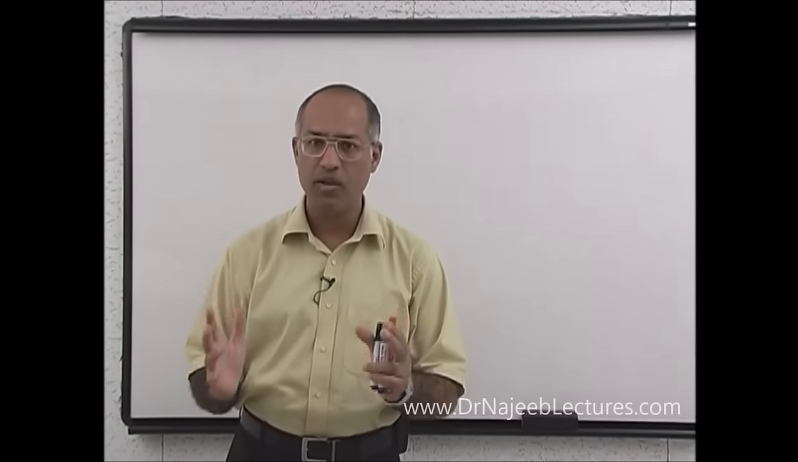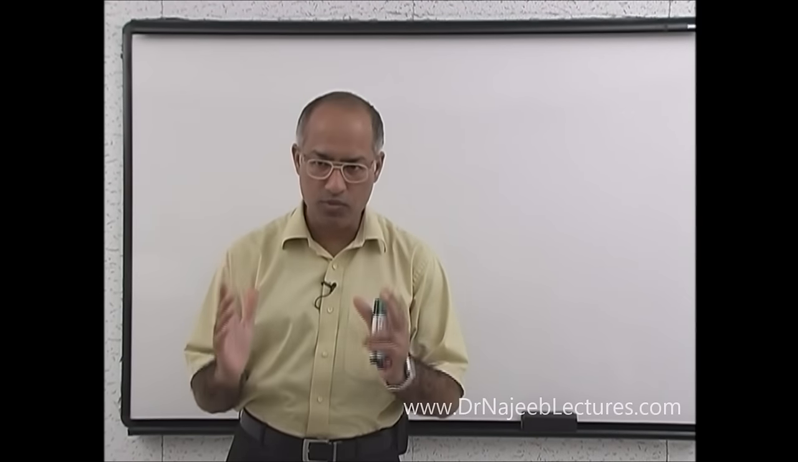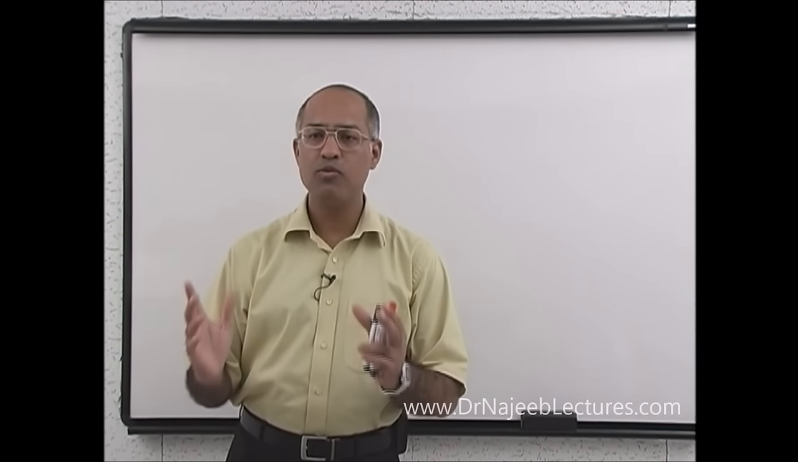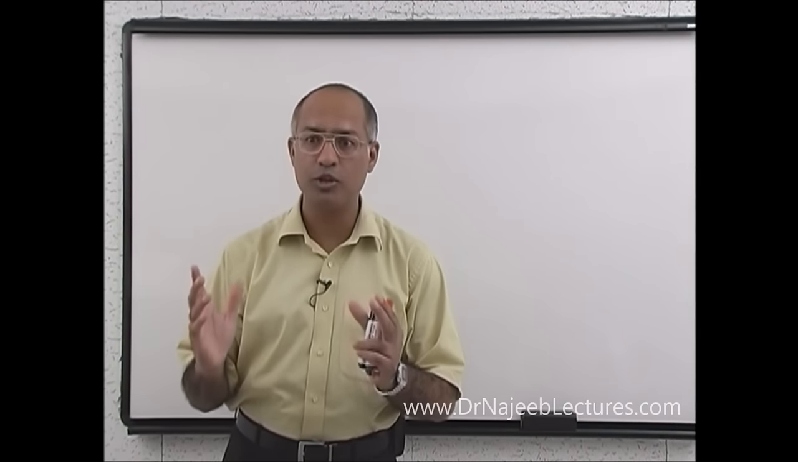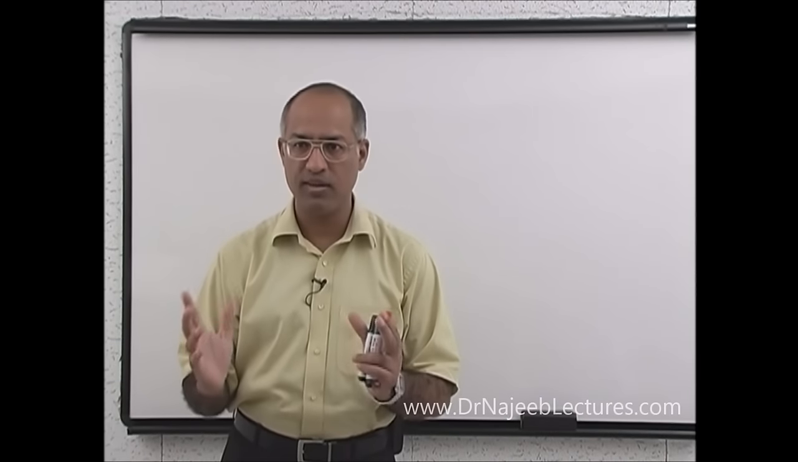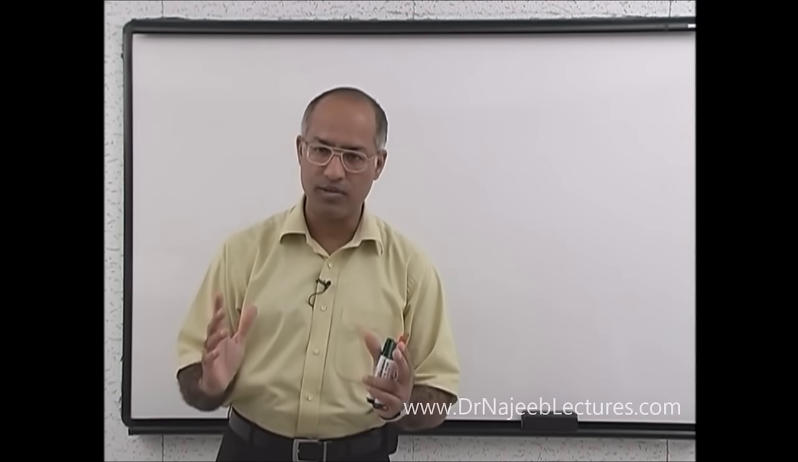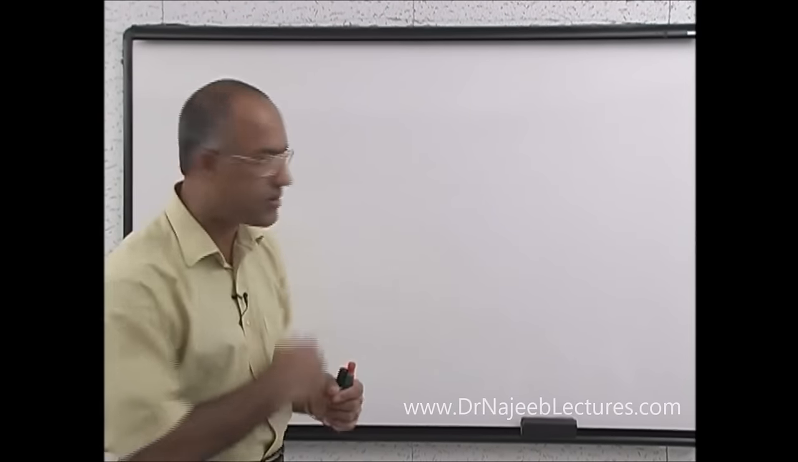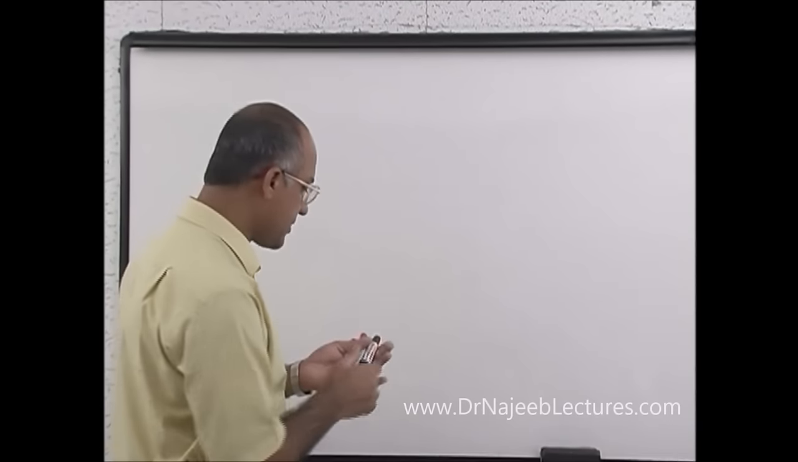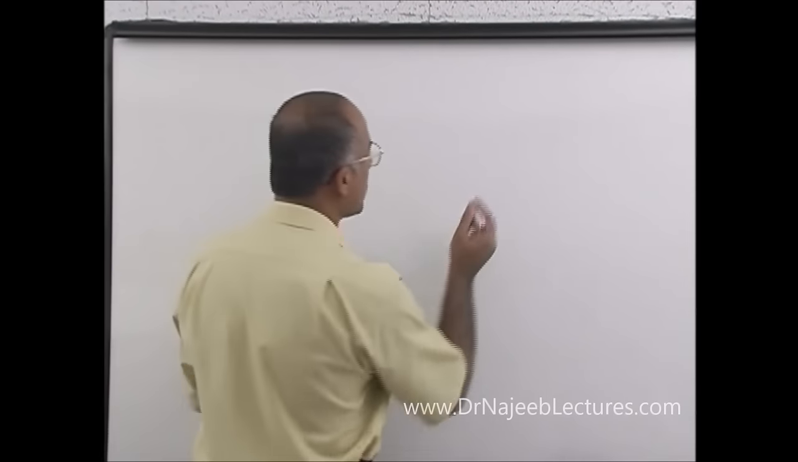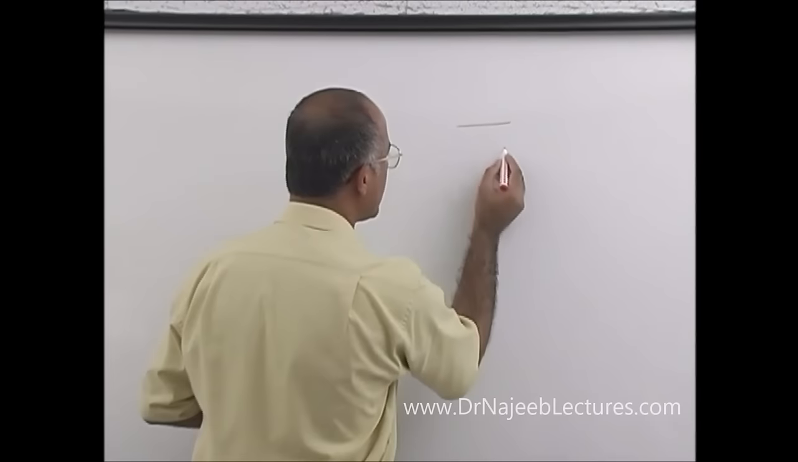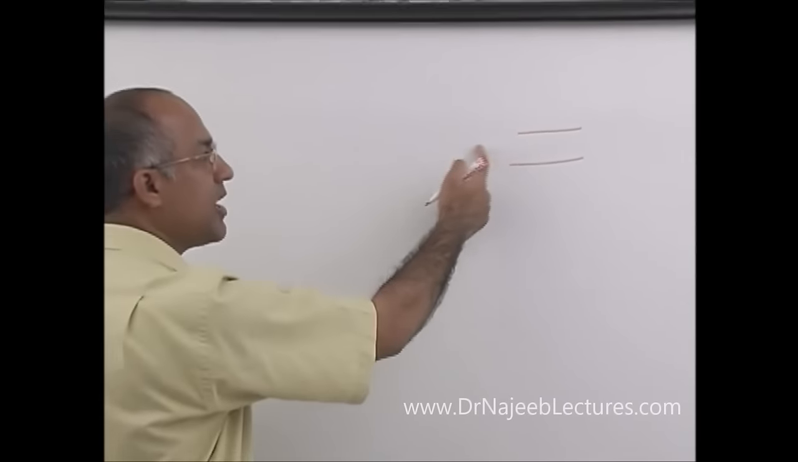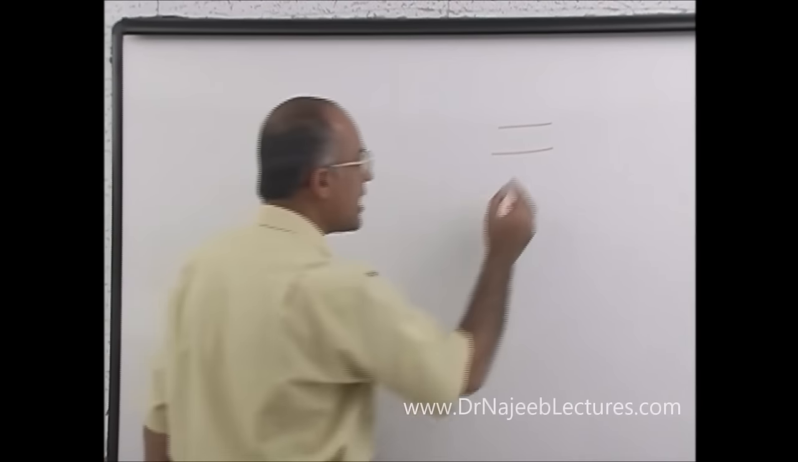First we will see the structure of a glomerulus, and then we will see how the glomerulus functions as a filtration unit and what factors alter the filtration through the glomerular structure. Let's come to the glomerular structure first. Let's suppose here I draw the afferent arteriole. This is the afferent arteriole, which is bringing the blood to the filtration unit.